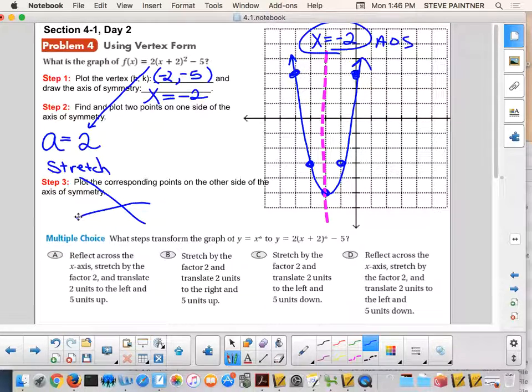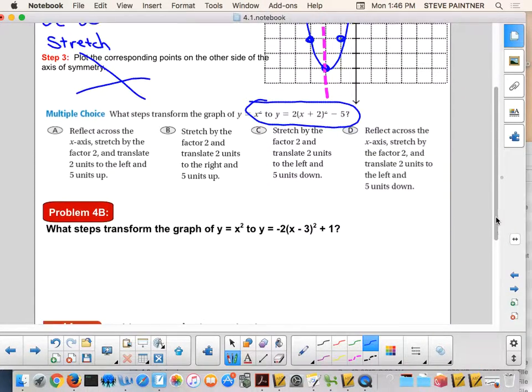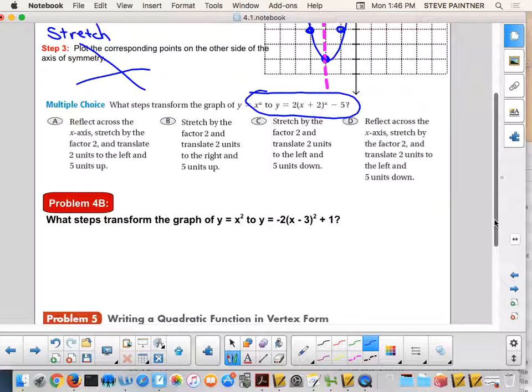Now, this equation is right there again. All the things that we did to the parent, which one did we do? A, B, C, or D? What did we do to the parent? C. Did we reflect it across the x-axis? No. Stretch by factor 2, yep. Translate 2 units to the right? No. You said C is it. It is C. Okay. All right, next.